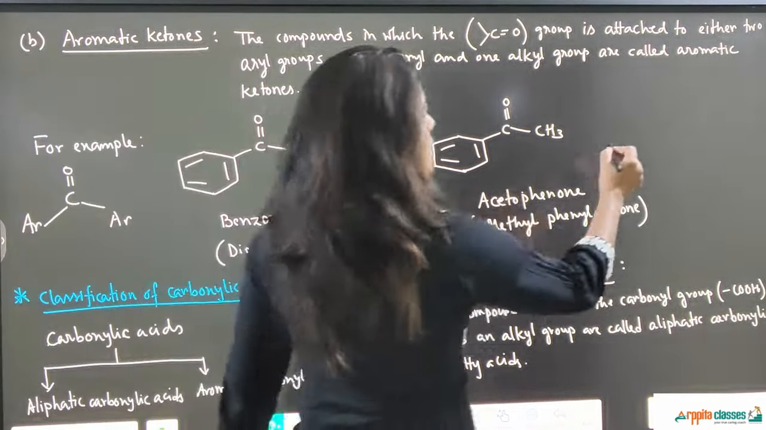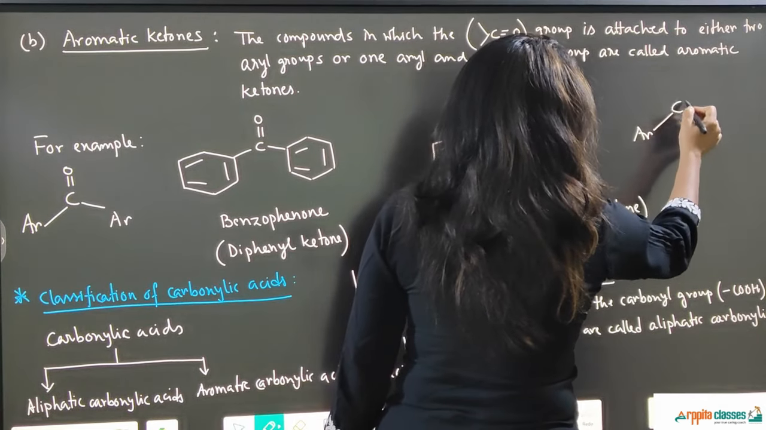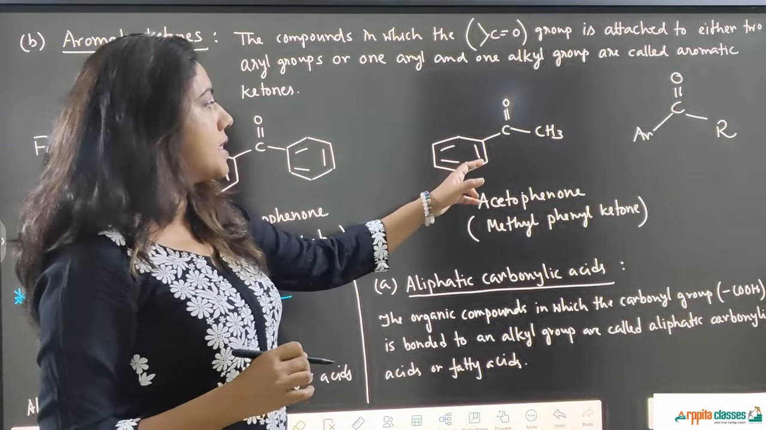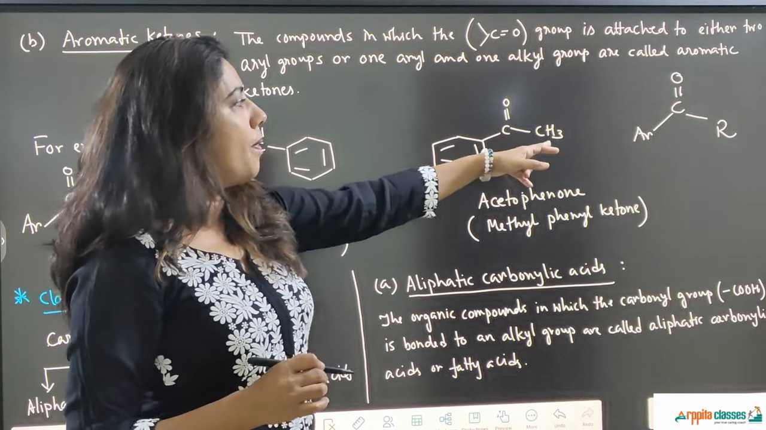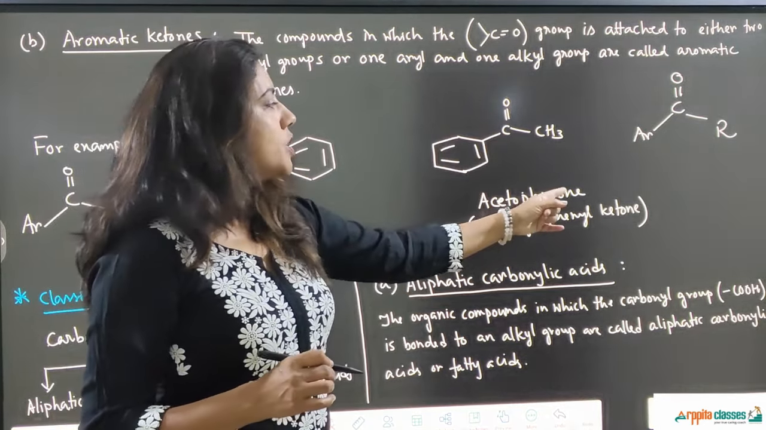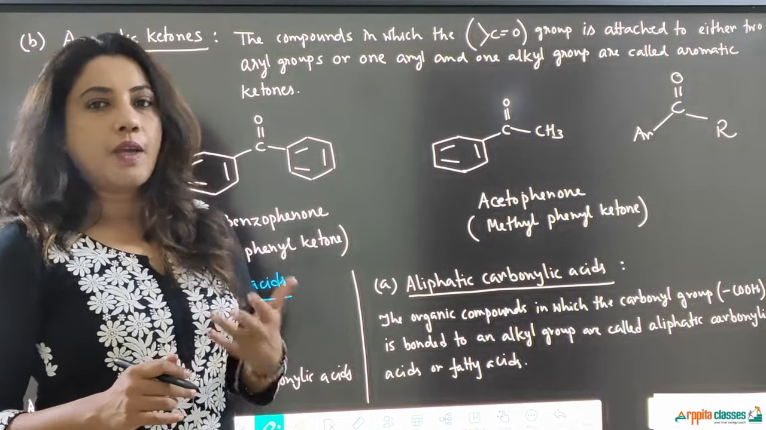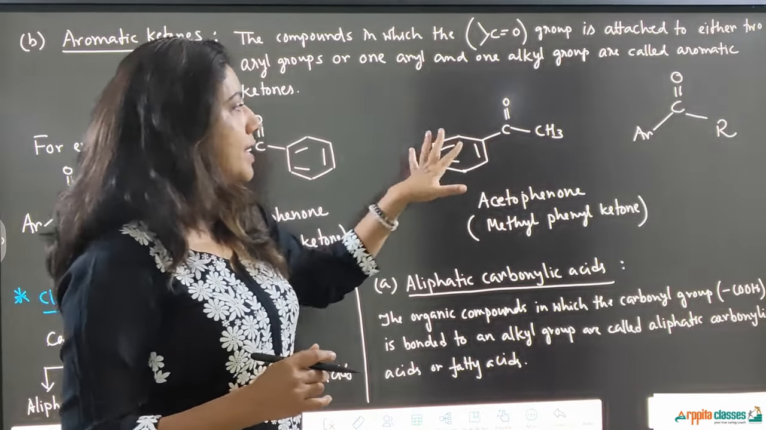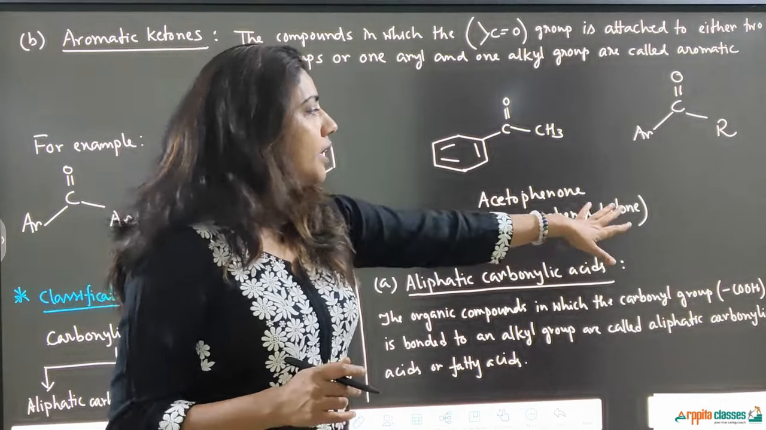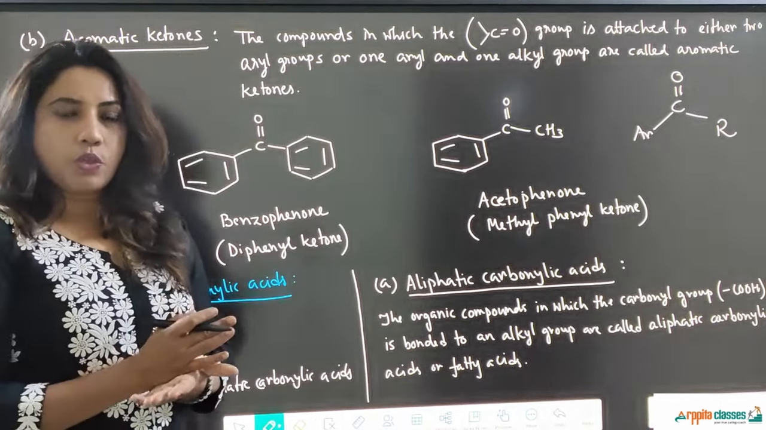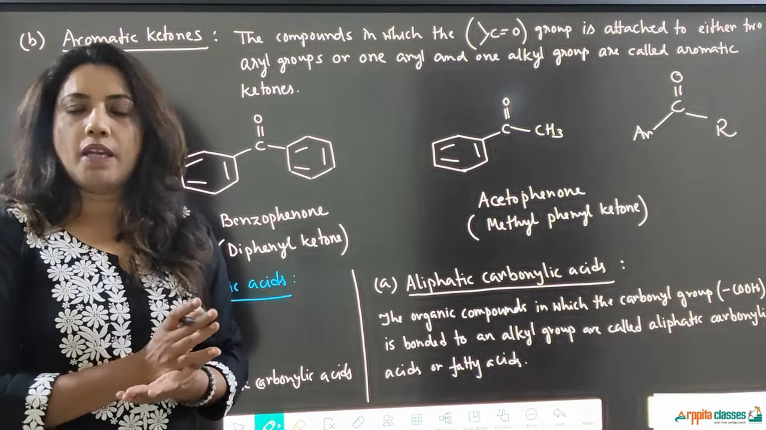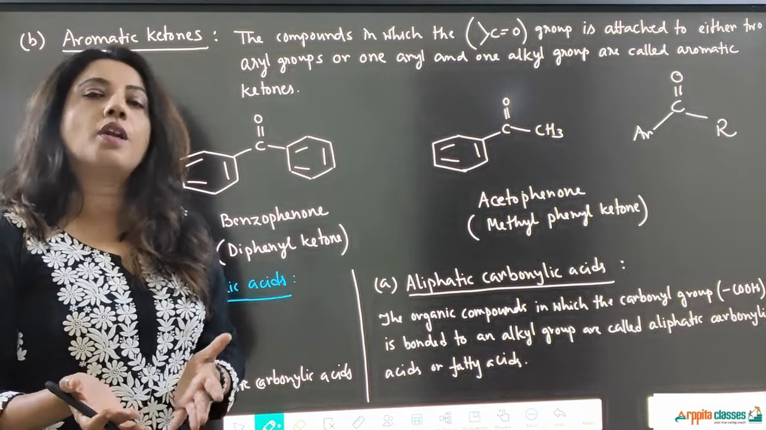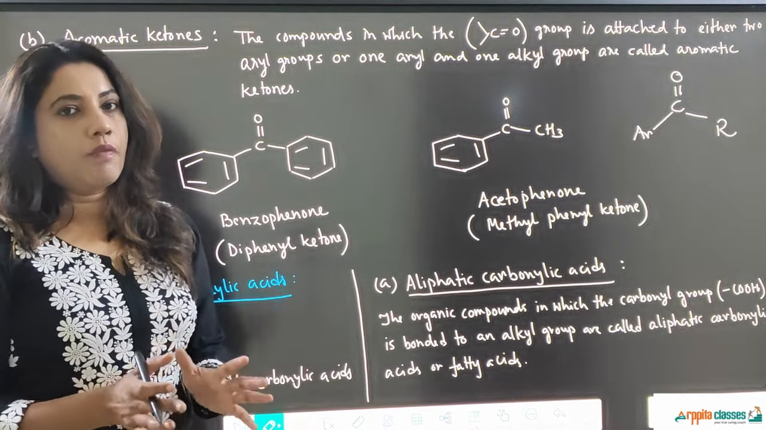Or it is attached to one aromatic group, C double bond O, and an aliphatic alkyl group. You can see this is aromatic, the ketonic functional group, and an alkyl group. This is called acetophenone. Acetophenone is the IUPAC name, or it is called methyl phenyl ketone: one side a methyl group, one side a phenyl group. So we classified ketones into two broad categories, aliphatic ketone and aromatic ketone, depending on whether an alkyl group or an aromatic ring is attached to the ketonic functional group.